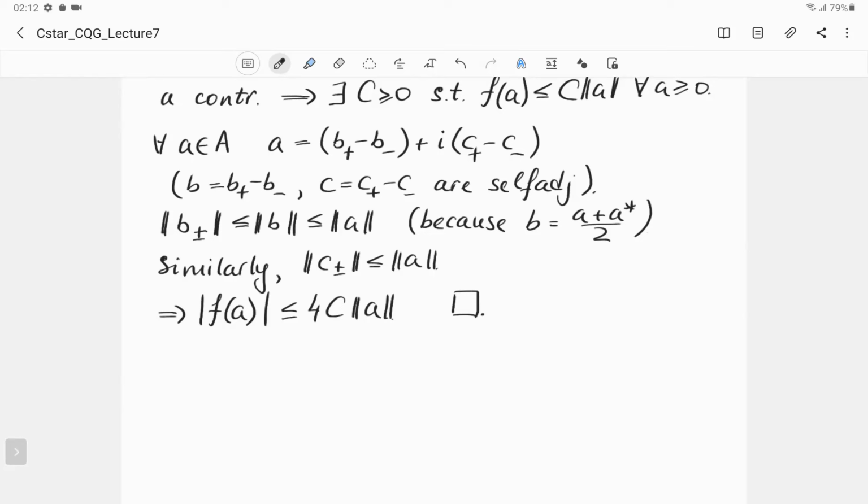By the way, an interesting exercise, which is not trivial, but interesting, is to show that the same result holds for each Banach star algebra with a bounded approximate identity. But on the other hand, this result fails for arbitrary Banach star algebras.